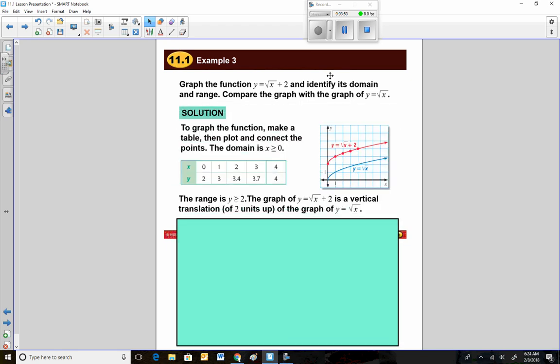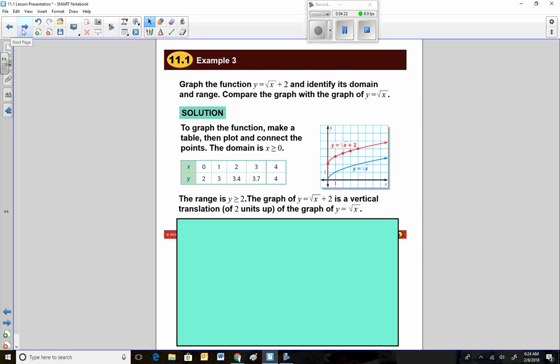What happens is when you put that plus 2, instead of starting at 0, 0, it's going to start at 0, 2. So it moves it up. Every single point has to move up 2 points. It's translating up 2 points. Now, in order to get all these, there's 5 points, we could go 0, 1, 2, 3, 4, plug them in here, use our little calculators to get decimal values for them, and you would get these points here. We all can do that now.